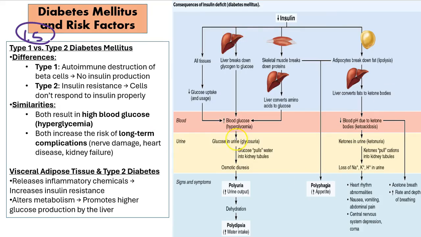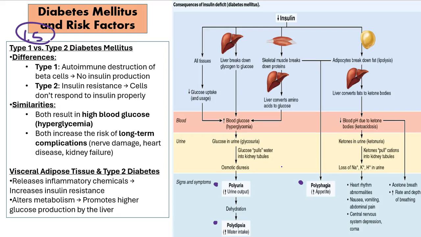I love this little infographic in your textbook, which shows the consequences of diabetes mellitus. If you have a decrease in insulin, all these different things can happen. I'm going to focus on some common signs of diabetes. Number 1 is going to be polyuria. Then we'll talk about polydipsia and then polyphagia.